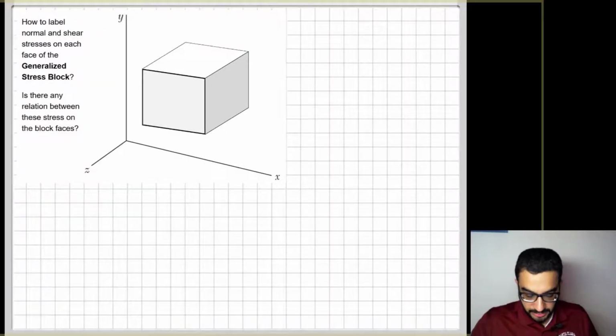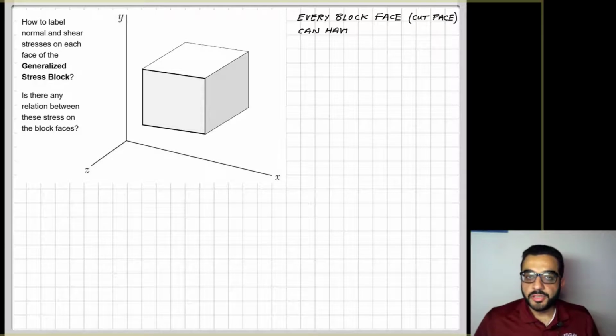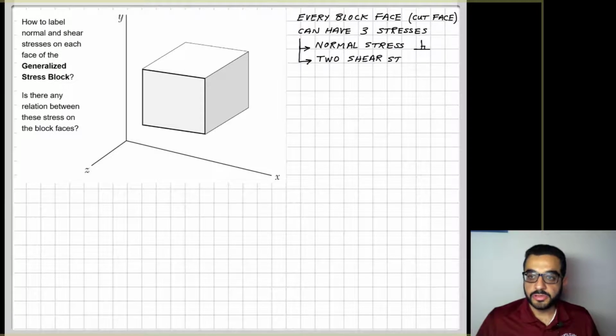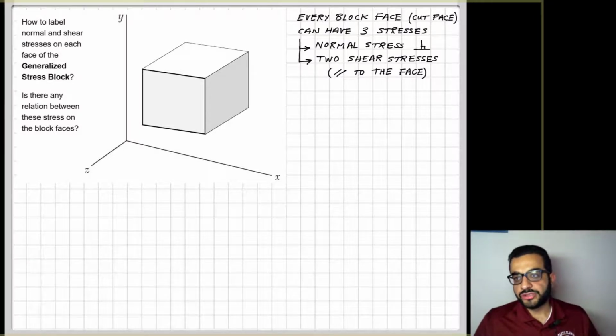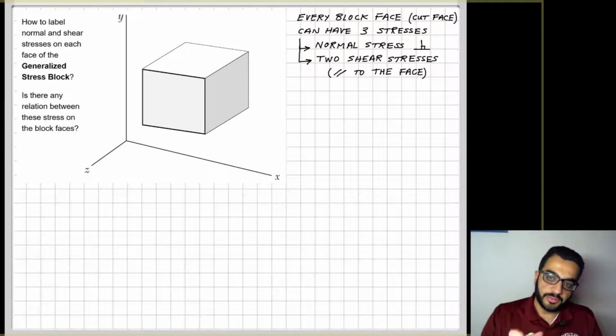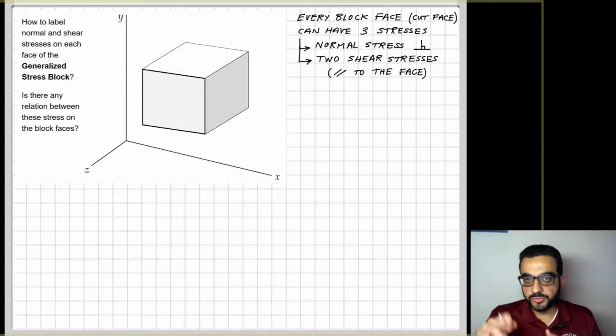Now I see here it's exactly the same thing, but let's work out now how we're going to label the stresses. So every block face, or cut face, will have three types of stresses. Actually, there are two types, but one type can be broken down into two components. So normal stress and two shear stresses. And the shear stresses, from definition, are parallel to this face, but they are in the direction of the axes of the plane of this face.